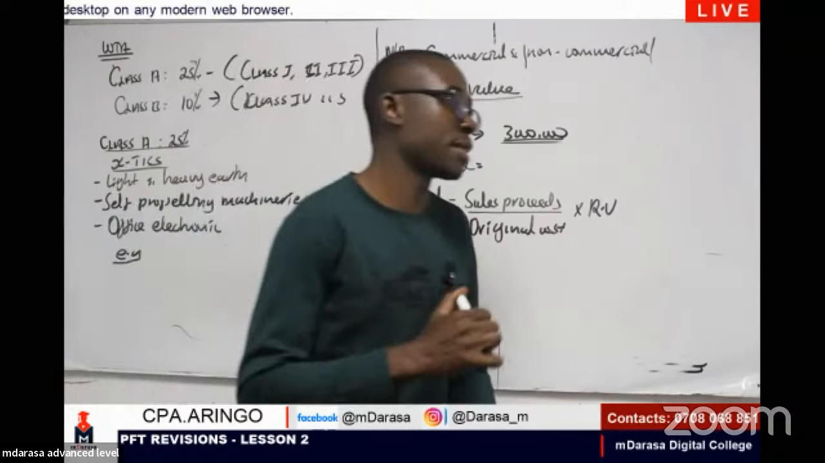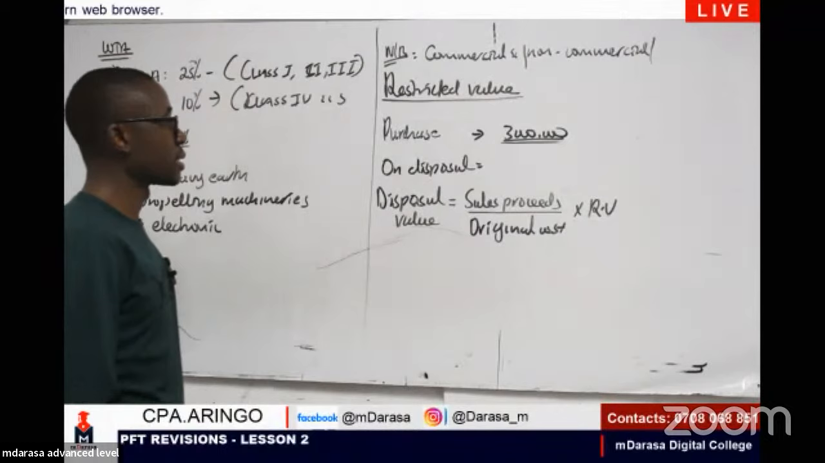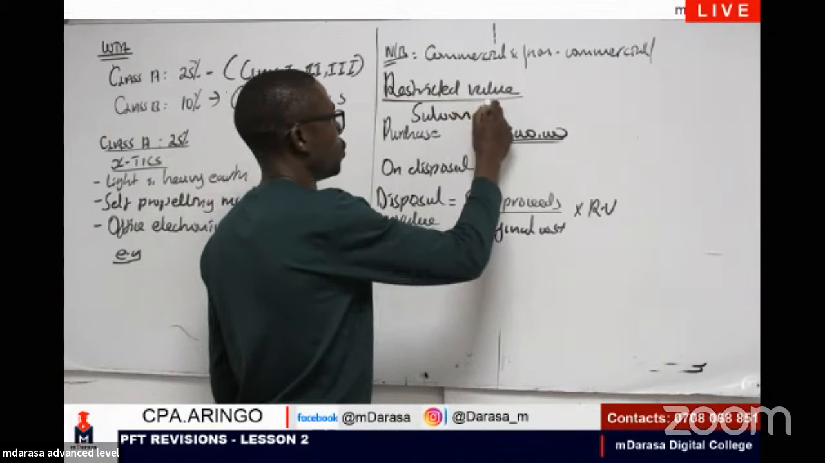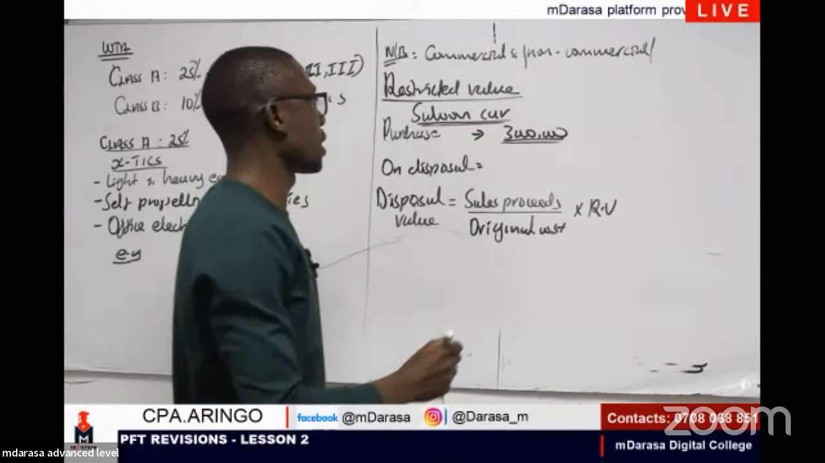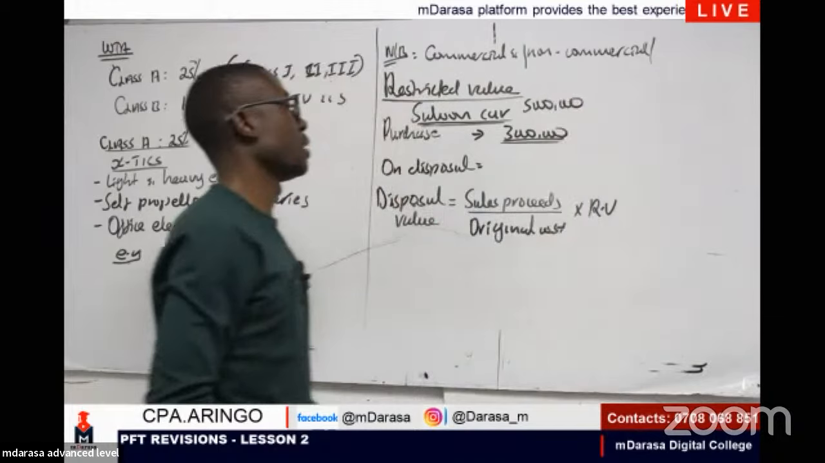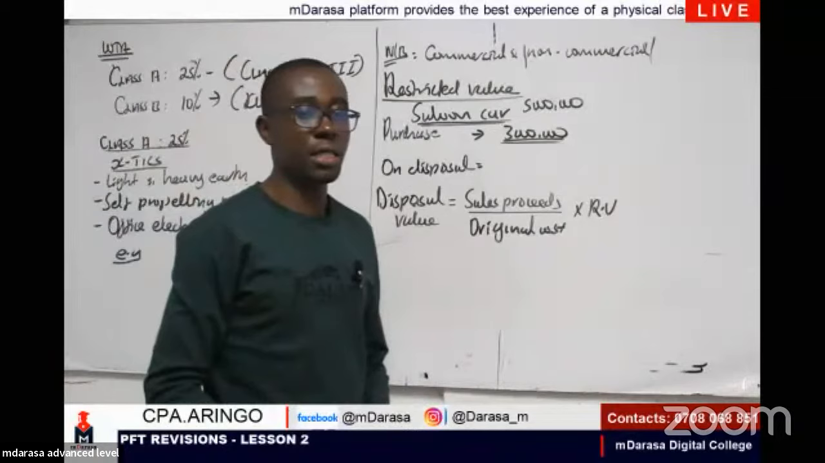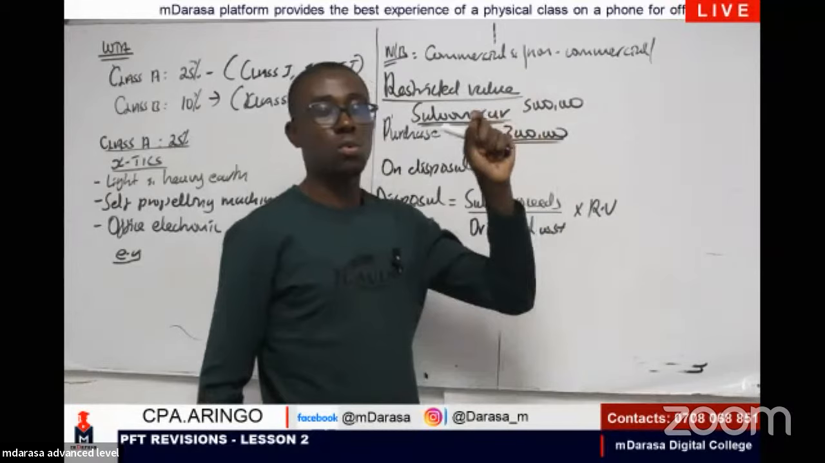Assuming, my good students, you have purchased a non-commercial vehicle, a saloon car. We normally refer to this as a non-commercial vehicle many a times. You have purchased the saloon car at 5 million. So on recording the purchase of this asset, we are going to have 3 million. But when you are disposing this asset, you'd be talking of what?